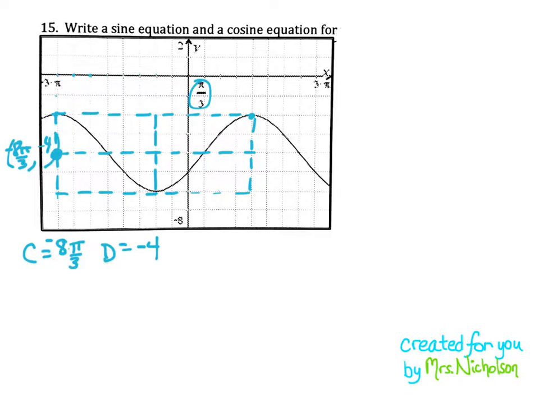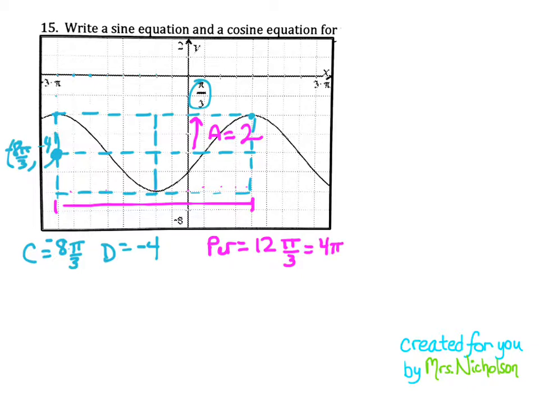All right, next let's figure out the amplitude. Remember, amplitude is the distance from the middle to the top, and in this case, amplitude is equal to 2. So my A is 2. Last thing that we need to figure out is the period. Period is going to be how wide our box is. So I'm going to count those squares. 1, 2, 3, 4, 5, 6, 7, 8, 9, 10, 11, 12. All right, so for period, it looks like I have 12 squares, and each square is pi over 3. And so that simplifies to 4 pi.